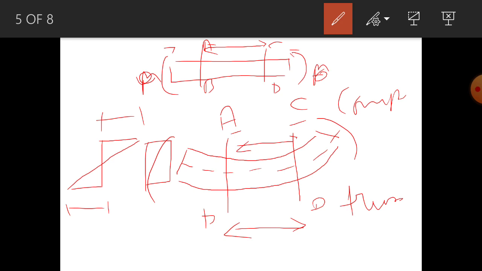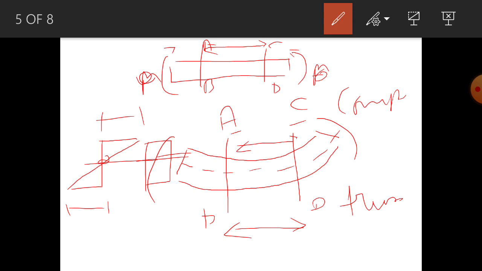As you go towards the center, you can see the stress going on reducing. When you come from the top to the center, it is 0. When you come from the bottom to the center, it is 0. That means no stresses are induced at the neutral axis, which will be at the center. So at this centroid or at the CG, the stresses will be 0.